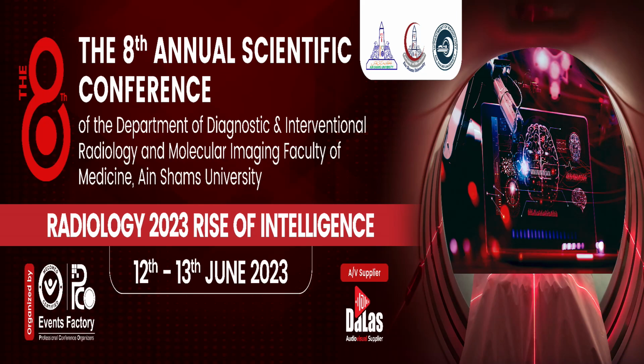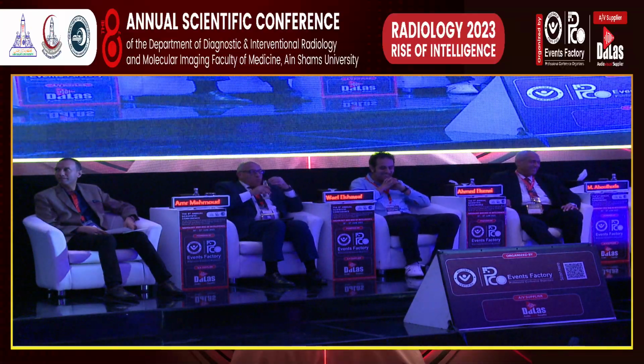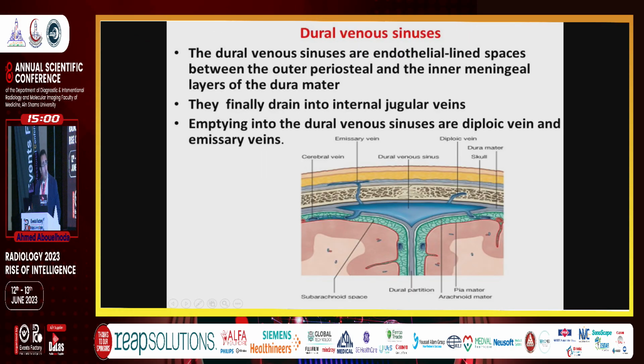Starting with a very brief anatomy of the dura mater, which is the tough mother, consisting of two layers, the outer endosteal layer and the inner meningeal layer. A quick view over the dural venous sinuses. They are endothelial lined spaces between those two layers and draining into the internal jugular vein. We have the diploic and the emissary veins draining into these dural venous sinuses.